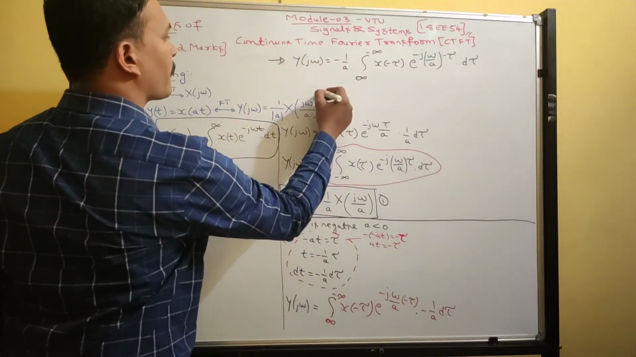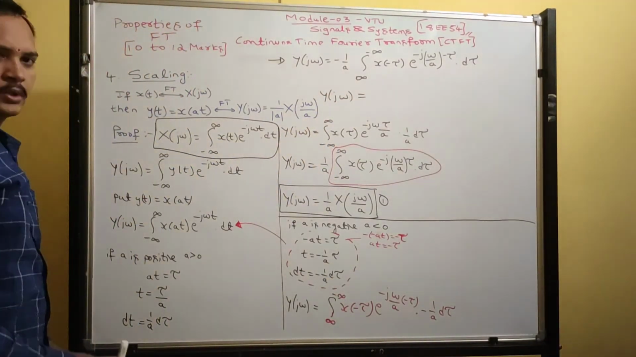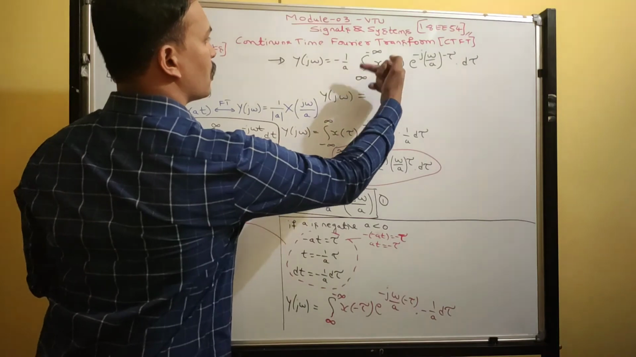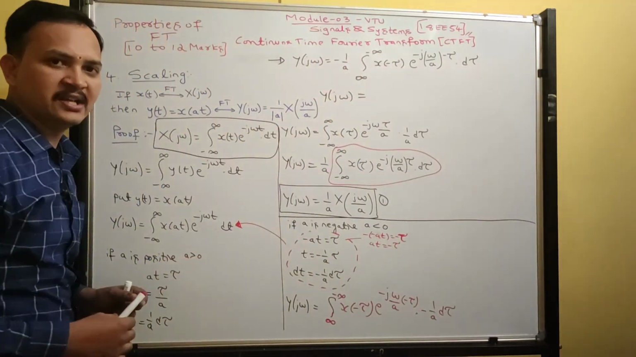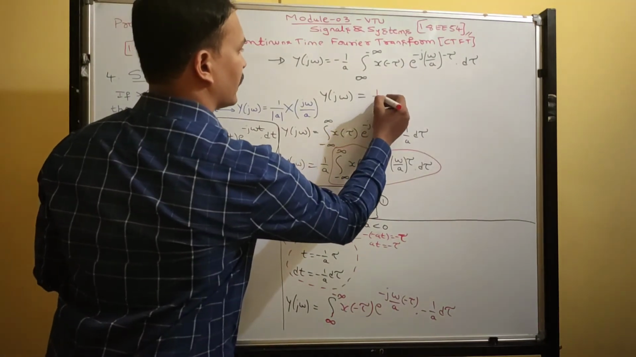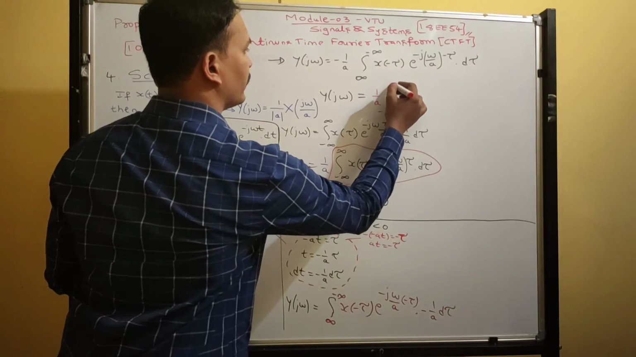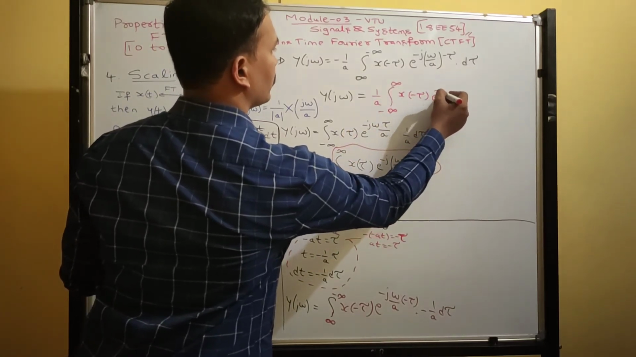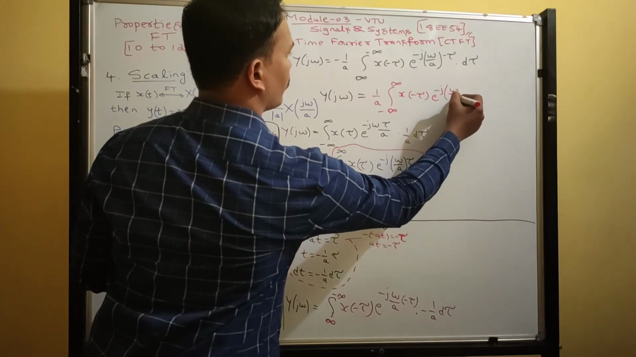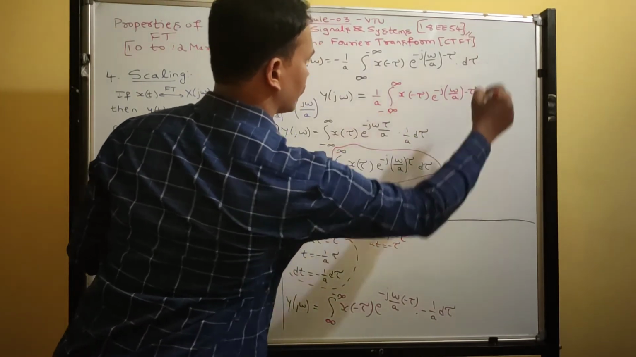See now, y of j omega. Now you can interchange the limits. If I interchange the limits, the sign outside changes. So therefore we can write 1 by a integral from minus infinity to infinity of x of minus tau into e to the power of minus j omega by a into minus tau into d tau.